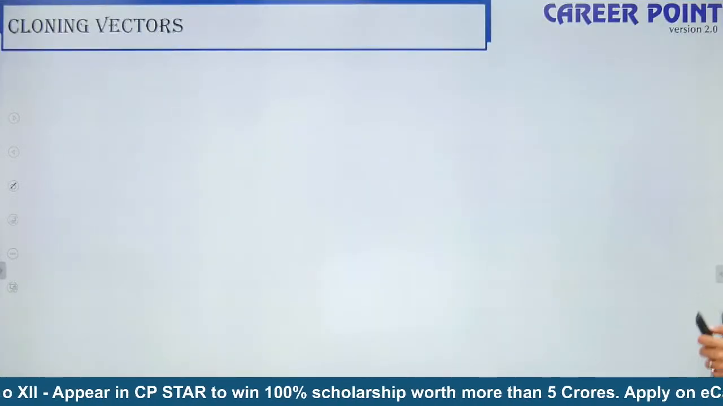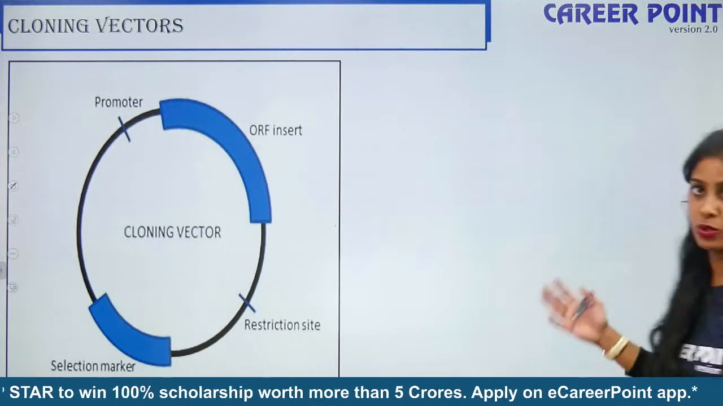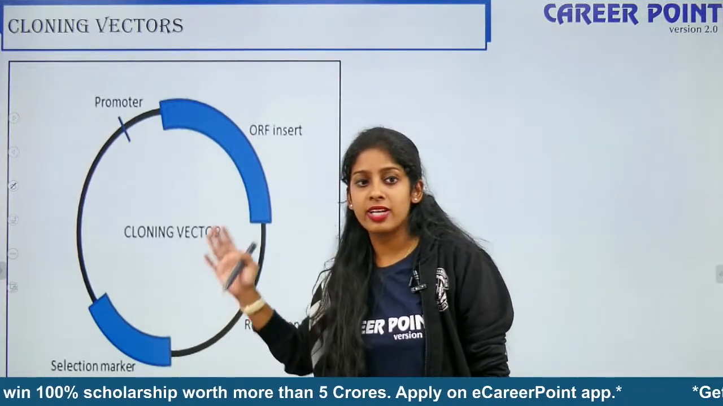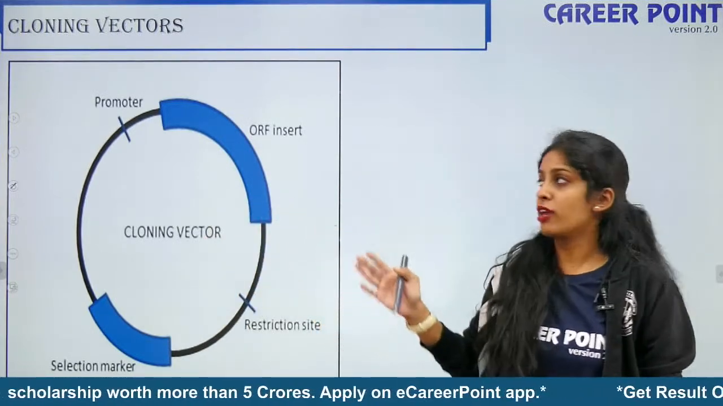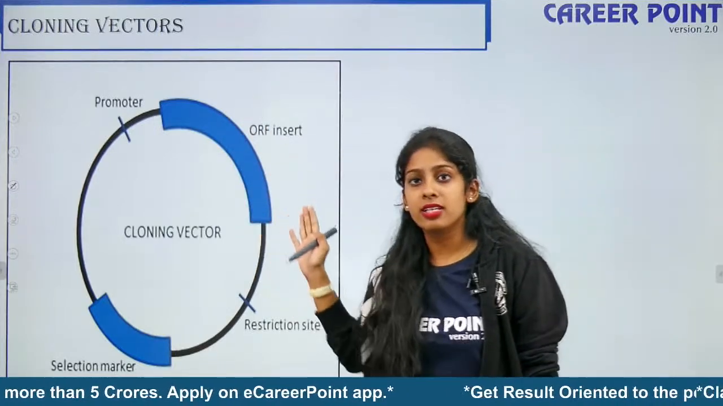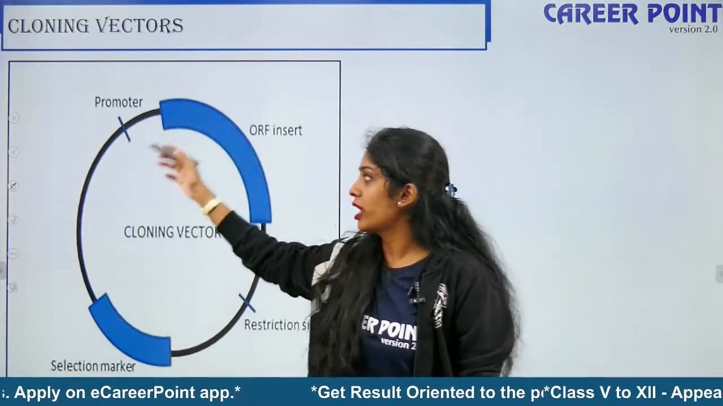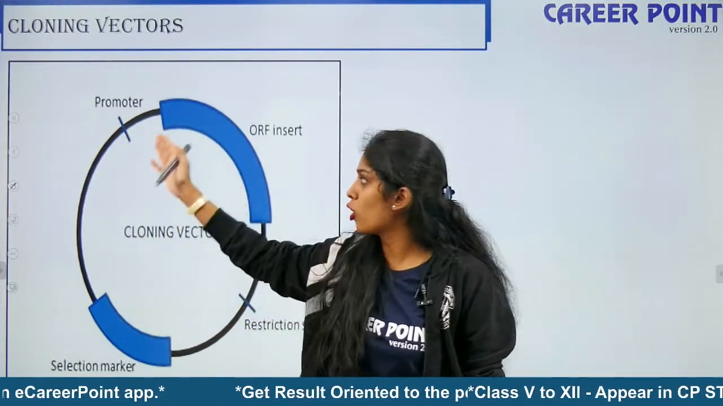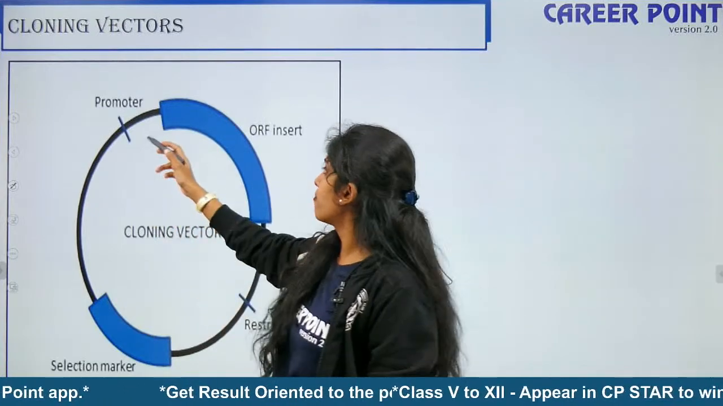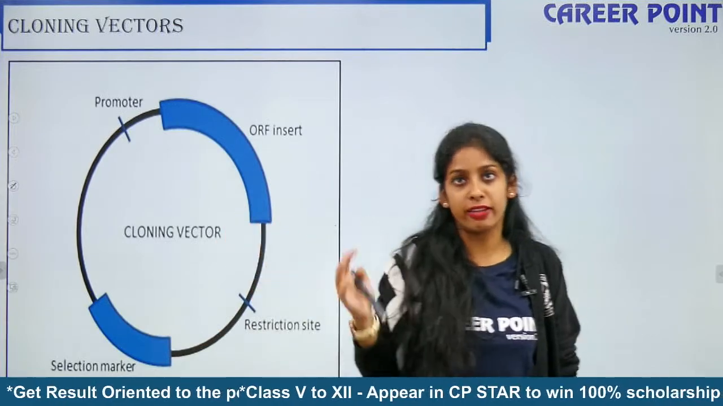So moving forward, cloning vectors. This is how your cloning vector will look. Plasmids are double-stranded circular DNA. If you cut this open, it will become a linear structure, but otherwise it is a circular structure. Fine. So this is a cloning vector, and the cloning vector is nothing but DNA, right? So it will also have sequences. It will also have a promoter and so on. We are going to talk about what each of these sequences signifies.